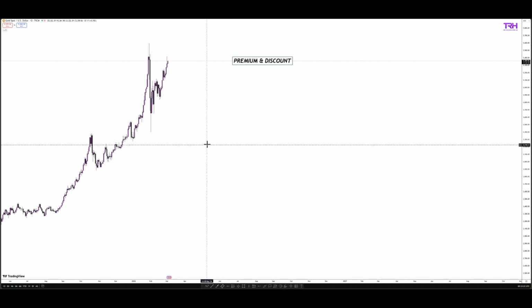One mistake I see traders make all the time is buying at the top of a move and selling at the bottom. And most of the time, they don't even realize they are doing it. Let me show you something simple that can fix that, which is going to be premium and discount.